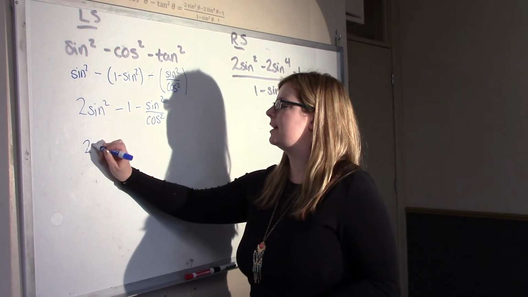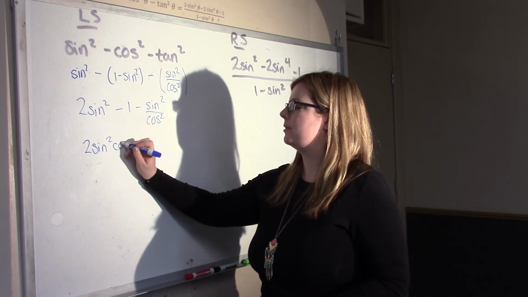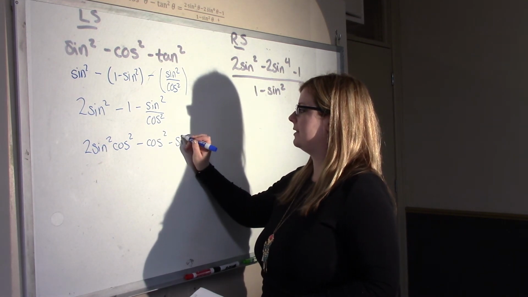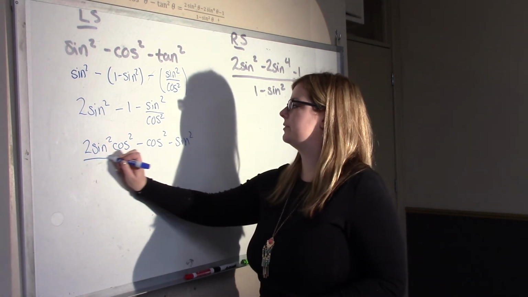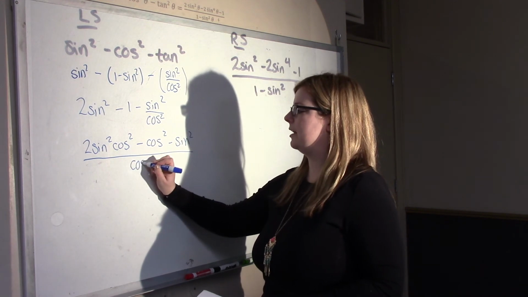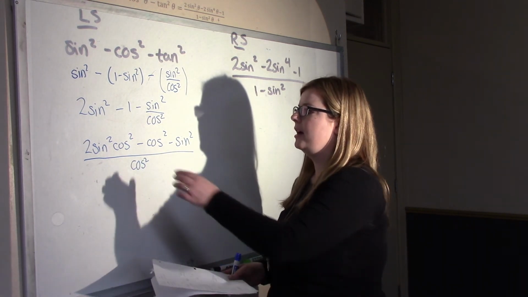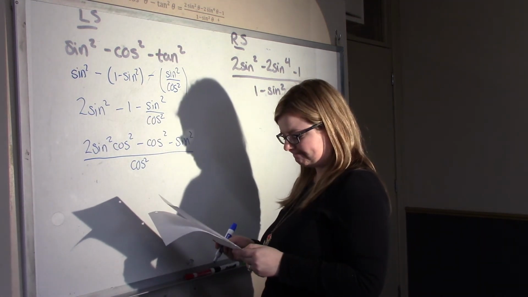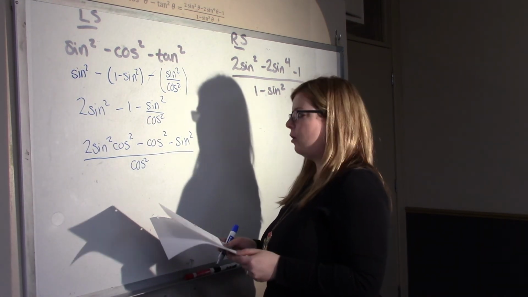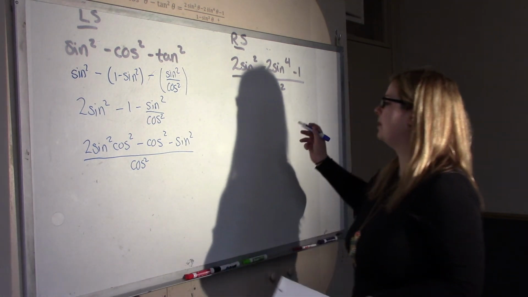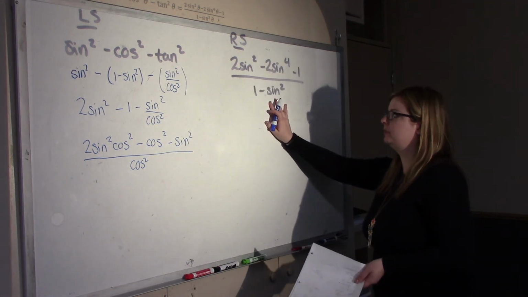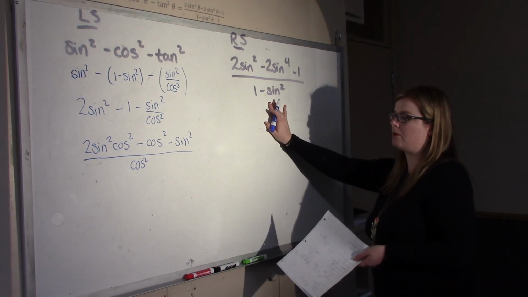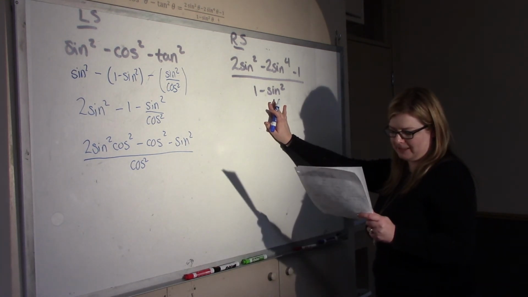So I get 2 sine squared cos squared minus cos squared minus sine squared all over cos squared. So I just got a common denominator. To get the common denominator, I had to multiply this by cos squared and this by cos squared. Okay, so I know that I need a 1 minus sine squared on the bottom. Oh, but cos squared, I can actually replace that with 1 minus sine squared. So I'm feeling pretty good about that.